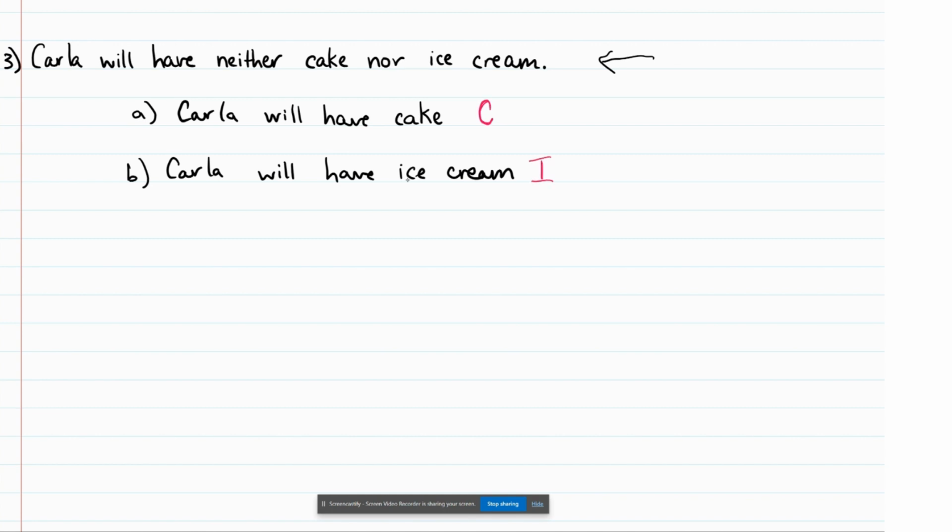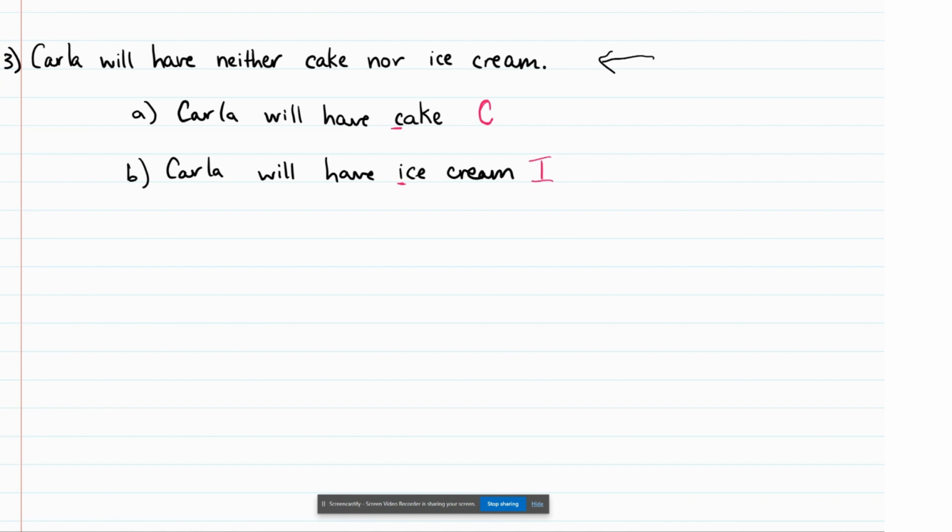And why do we do that? Well, we do that precisely because that is the most important difference between these two sentences. Carla will have are the same words in both sentences. The words that really distinguish these sentences are cake and ice cream. And so that is why we identify each sentence with the first letter of those importantly different words. So now we have cake and ice cream.